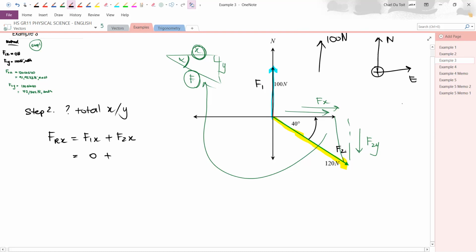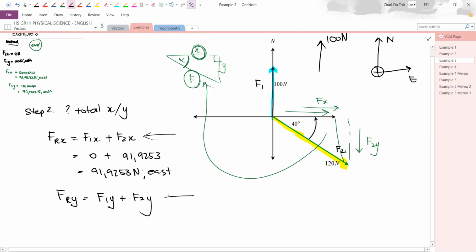So in other words, the force X1 has 0. Now the force 2X is a positive 91,9253. And that gives me a total value of 91,9253 newtons east. That's really simple. The next example is going to be harder. Right, so now the next part of this step is to get the result of the Y values. And you have to write, it's the one force's Y value plus the second force's Y value. You have to write this equation, otherwise you lose marks.